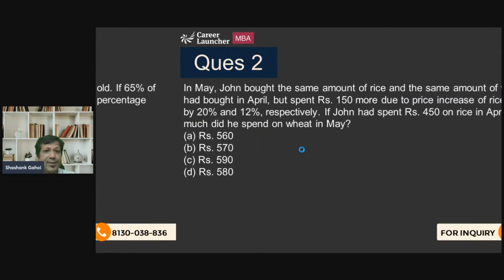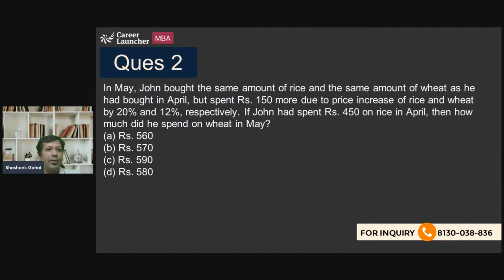What does it say? In May, John bought the same amount of rice and the same amount of wheat as he bought in April, but he spent 150 more due to a price increase of rice and wheat by 20% and 12% respectively. So the price of rice increased by 20%, and the price of wheat increased by 12%.